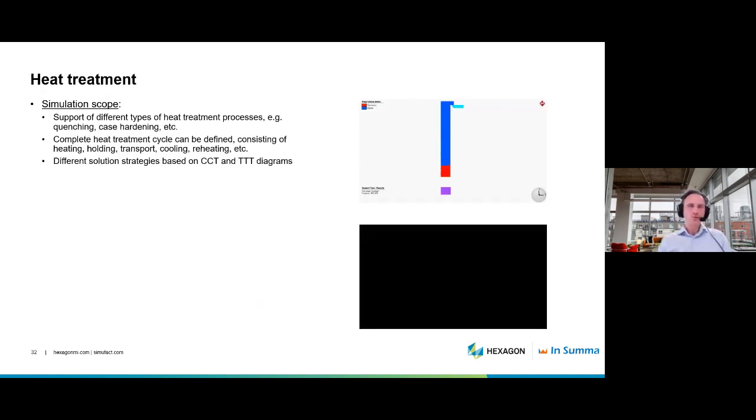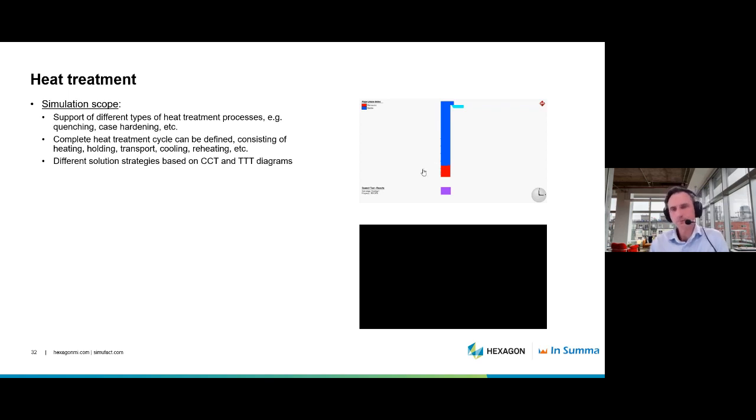Then, looking into rather specific types of processes, heat treatment: in Simufact Forming, you can define quite sophisticated heat treatment cycles or heat treatment processes, where you can, for example, analyze the quenching operation, or you can do case hardening. I have two animations here which visualize both.